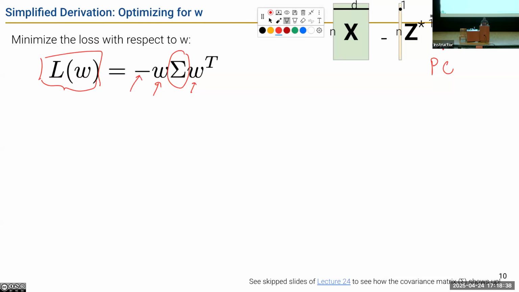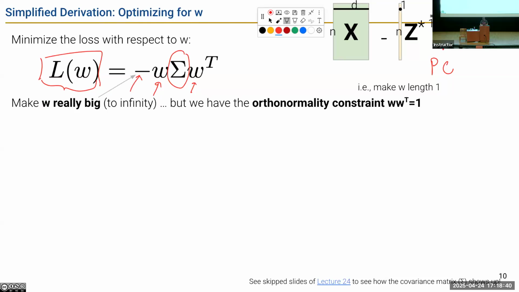Well, we have a negative sign right here. So presumably we want to make w as big as possible. We want to make those elements of w as giant as possible, because then our loss is going to be really small because we have that negative sign in front. But there was a constraint that I mentioned last time where we want to make the w matrix orthonormal. We want all the rows of w to be orthogonal to one another.